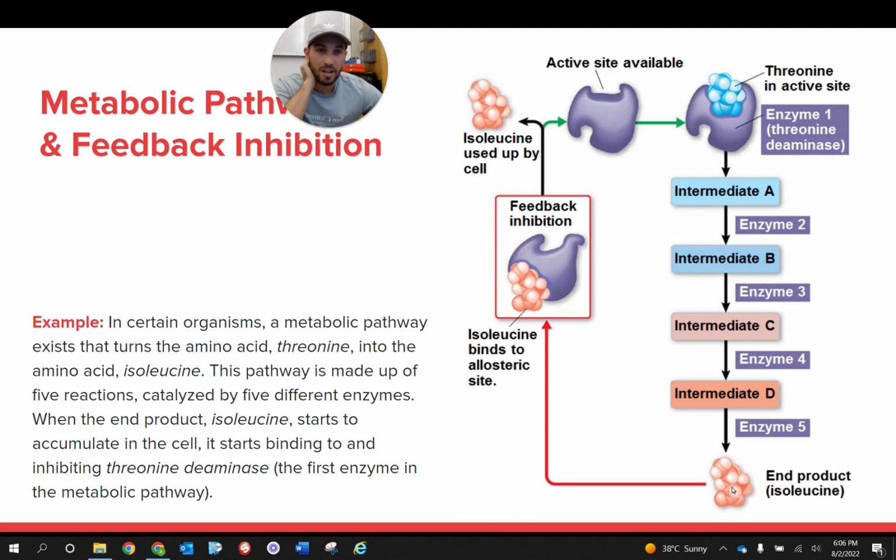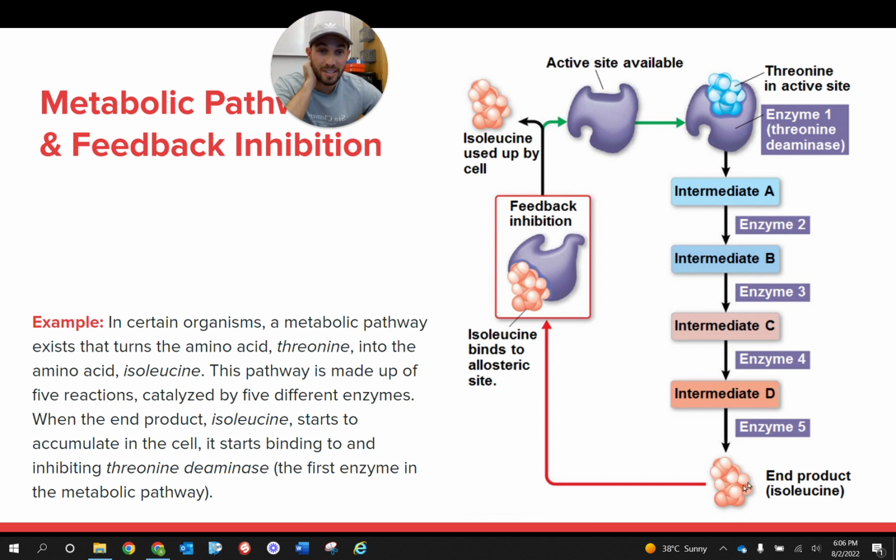And when there's too much isoleucine being made, you can see that it can start binding to this first enzyme and inhibiting it so that it's no longer able to do this first reaction, which is going to shut down the rest of these reactions, which is perfect. That's exactly what we want.